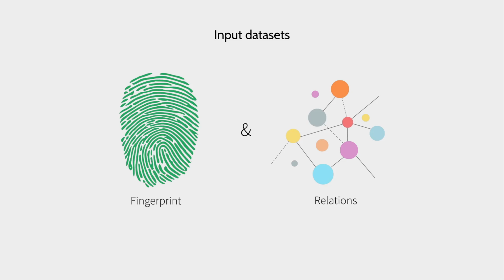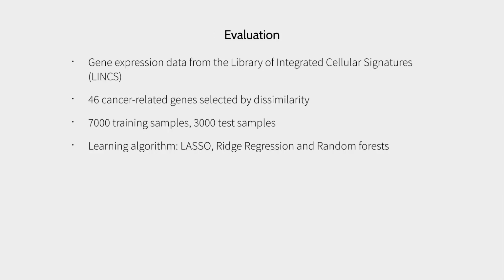In the end, we wind up with two input data sets: one that is based on fingerprints and one that is based on the relations. In our evaluation, we, like I said, use data from links. Instead of looking at all 978 genes, due to computational expense, we preselected 14 cancer-related genes using their dissimilarity. That is, we're interested in seeing how well the method did on a broad range of genes.